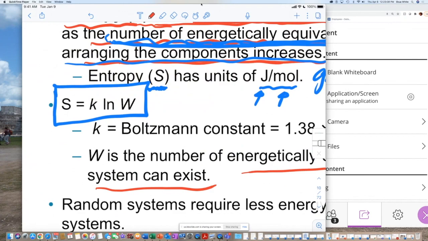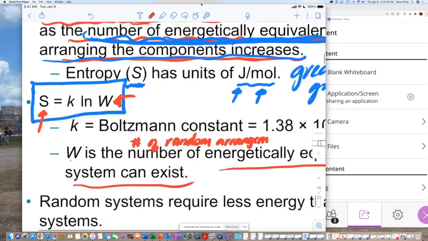But if you minor in chemistry and you go to junior level, you will definitely do a lot of calculations with this, where you will try to figure out the random energy in the system by figuring out how many random connections or arrangements are available. Remember, W is the number of random arrangements. So I'm paraphrasing that, right?